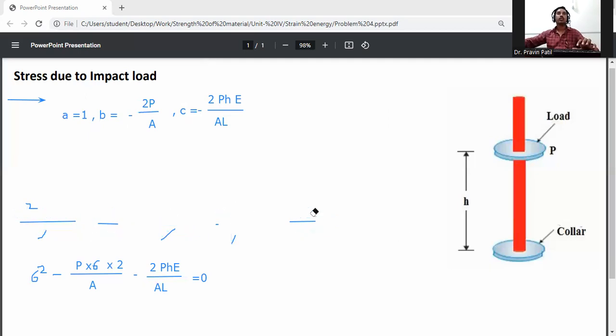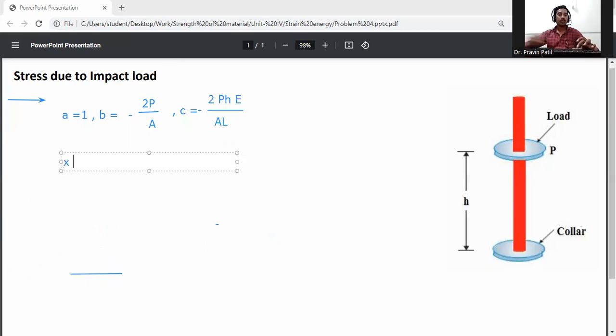We know the quadratic formula: x is equal to minus b plus or minus root of b square minus 4ac, divided by 2a.